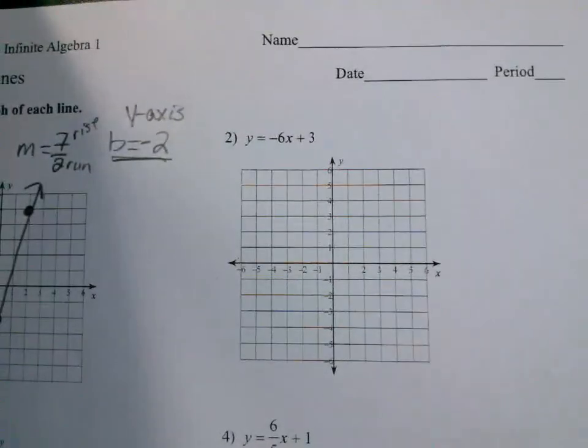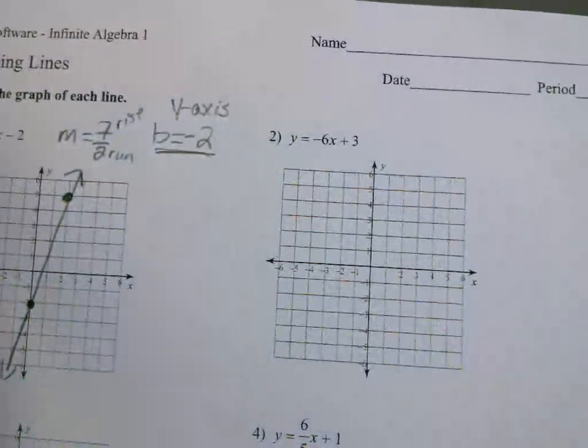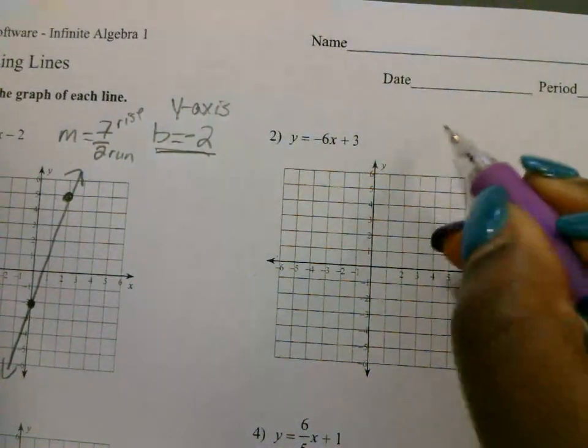All right, number 2. First step is to label your M and B.